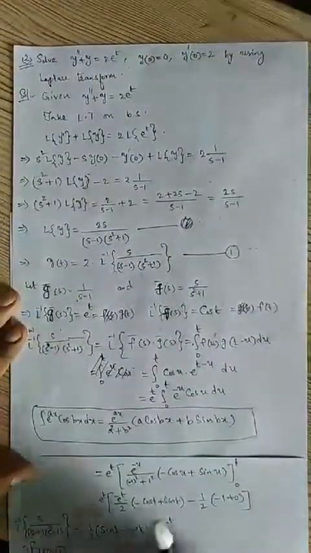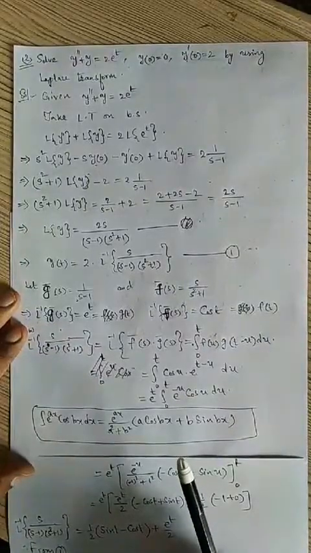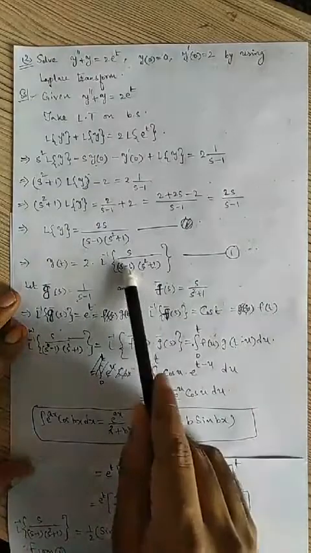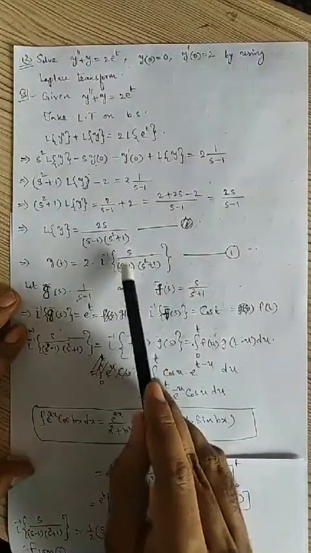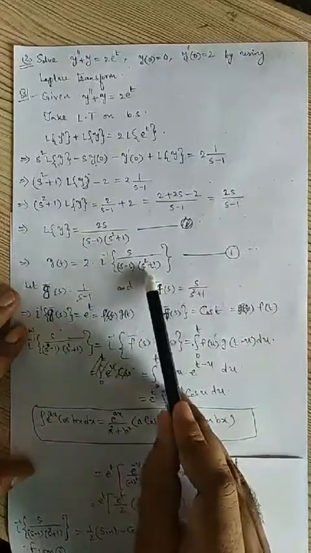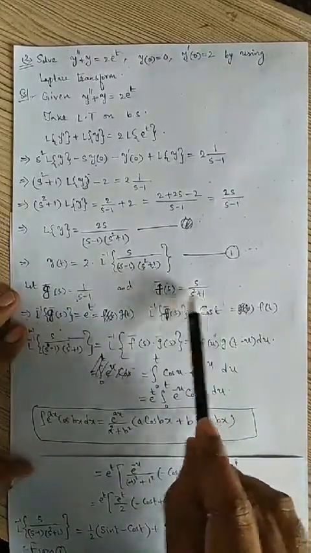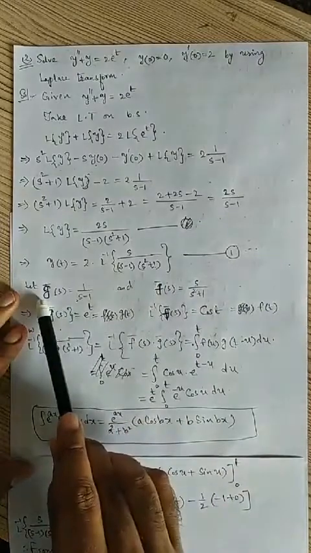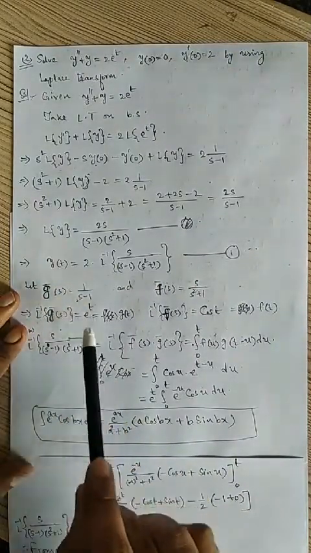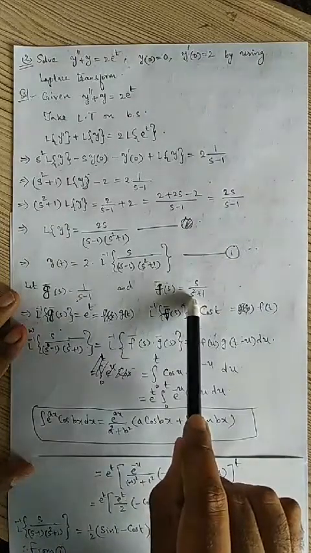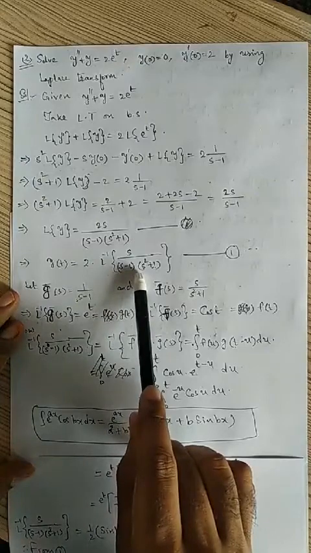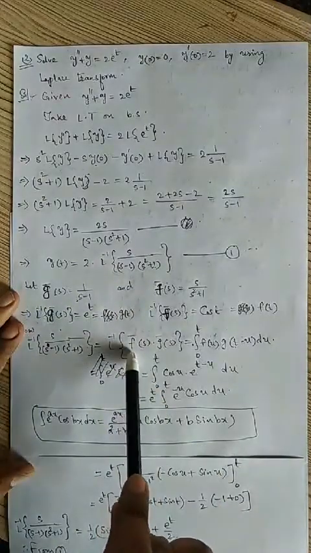We can evaluate this Laplace inverse either by applying partial fractions or by applying the convolution theorem, because here two functions are there. First function is 1 by s minus 1, another function is s by s square plus 1. So I'll consider the first function as s by s square plus 1, which is f bar of s, and g bar of s as 1 by s minus 1. When I find the Laplace inverse, I'll get cos t and e power t, which are f of t and g of t.